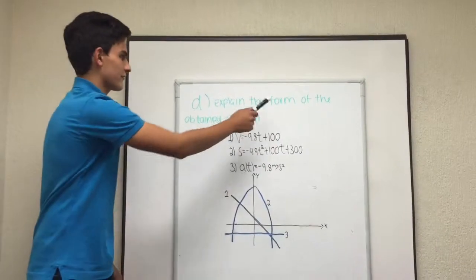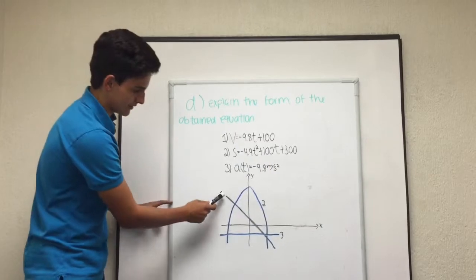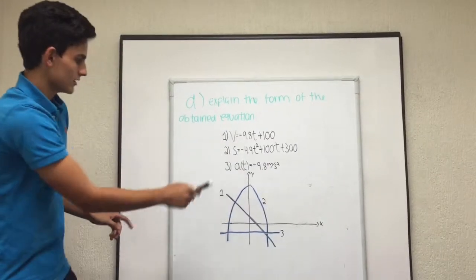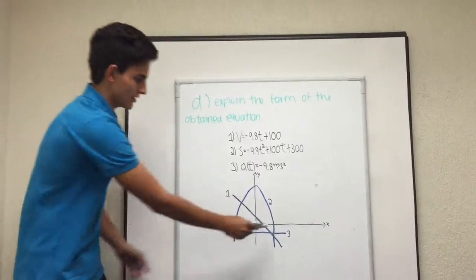Now we need to explain the form of the obtained equations. So the first derivative is the displacement, that is this one. The equation is a parabola, and the acceleration is this one.